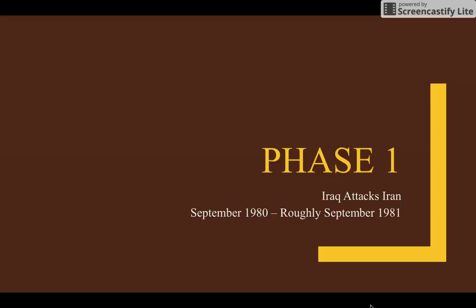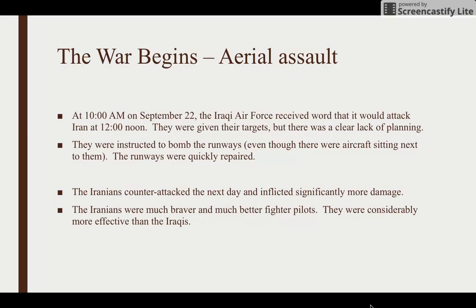So we're going to start with the first phase, and the first phase is going to be Iraq's attacking of Iran. If you remember, when we were looking at the causes, Saddam Hussein wanted to attack Iran after the Iranian Revolution. He realizes that they're weak, and this might be the way for him to become the main power in the region.